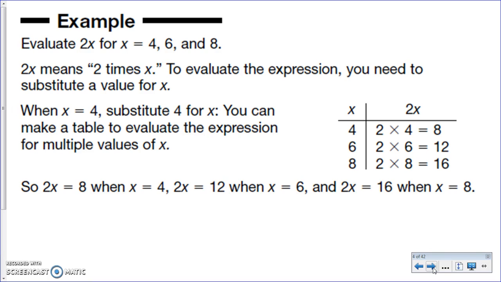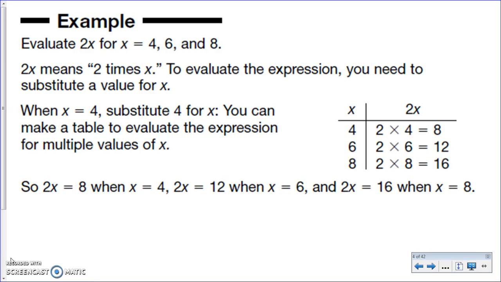So if you look to the right at our table, they've given us the 3 values we're using for x here. So we're doing 2 times 4. This is the first one, that equals 8. Then we plug in 6. We get 2 times 6 is 12. Then we plug in 2 times 8 is 16.